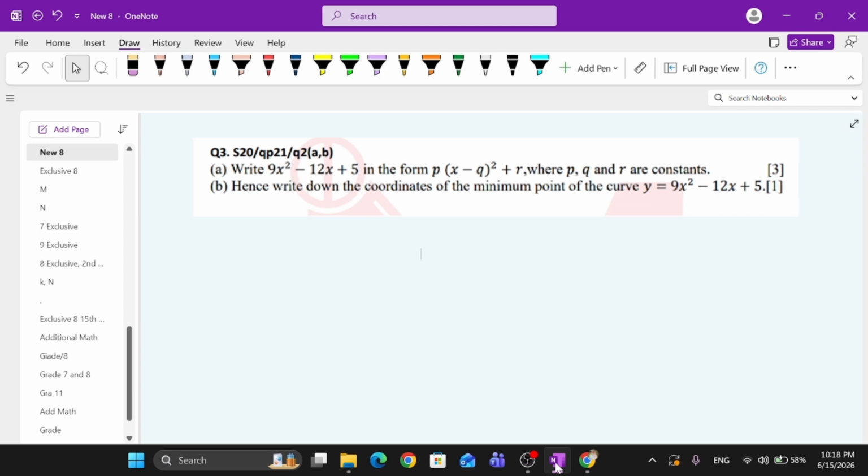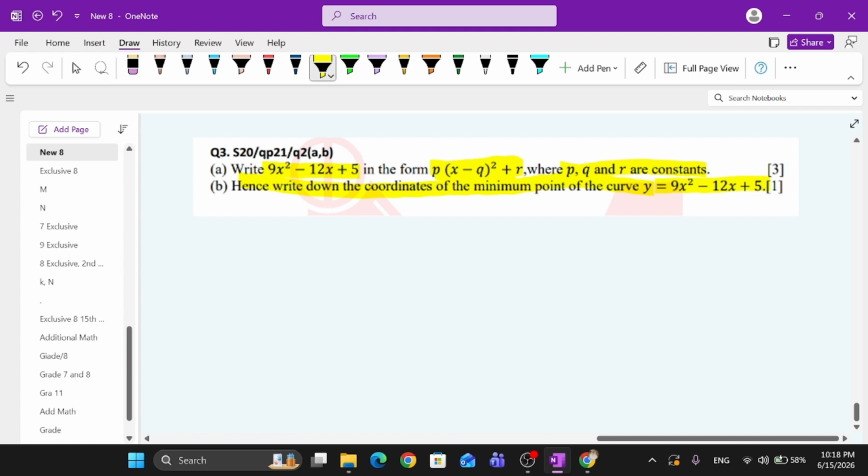Okay, so today we are going to study how to convert the quadratic expression, which you can see, into this form, where P, Q, and R are constants. After that, we have to write down the coordinates of the minimum point of the curve. And this is the expression.